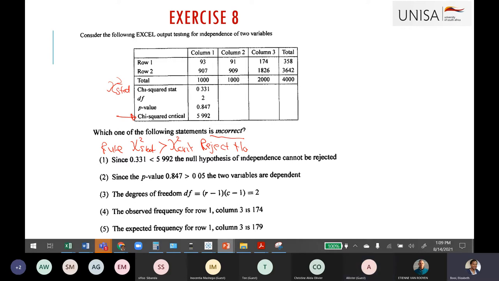The p-value: what we didn't discuss in terms of the chi-square test is that you can also use the p-value for the conclusion. You cannot calculate the p-value manually, so you'll need a statistical tool. But remember, previously when we used the p-value, the decision was if the p-value is less than alpha, we reject the null hypothesis. So you need to check whether that statement will be correct or not. So these are decision rules, decisions.